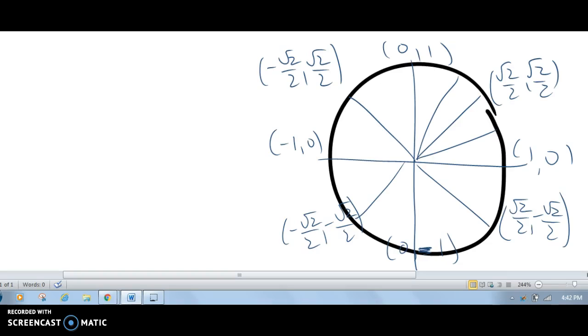All right, I didn't in the last video talk about tangents, so let's talk a little bit about tangent. Tangent is, by definition, or one of the definitions, sine divided by cosine, all right? And just like I did with sine and cosine, I'm going to go ahead and graph this.